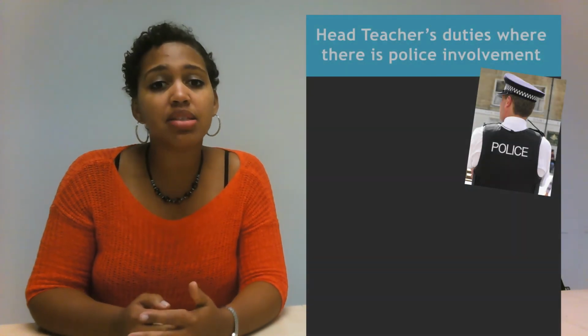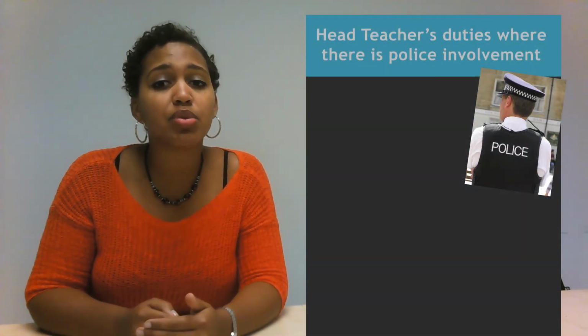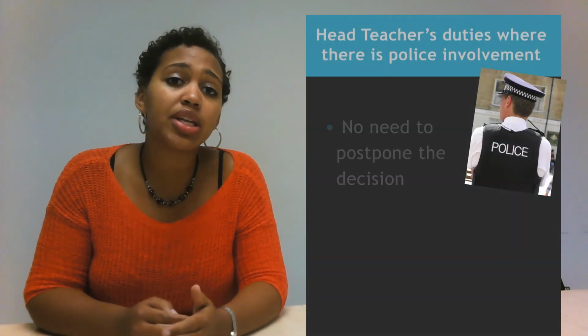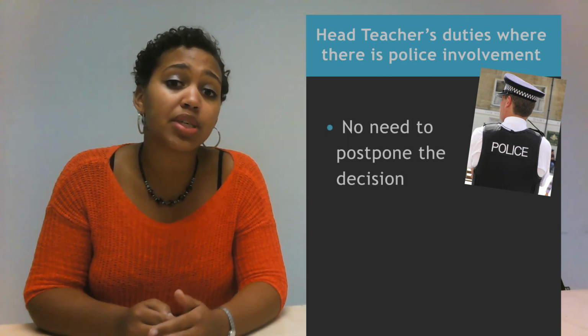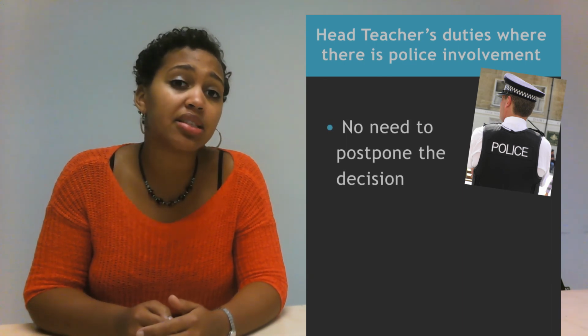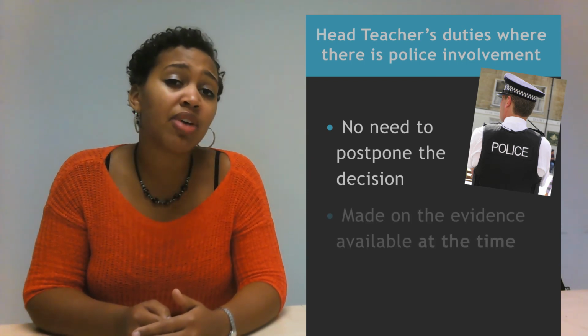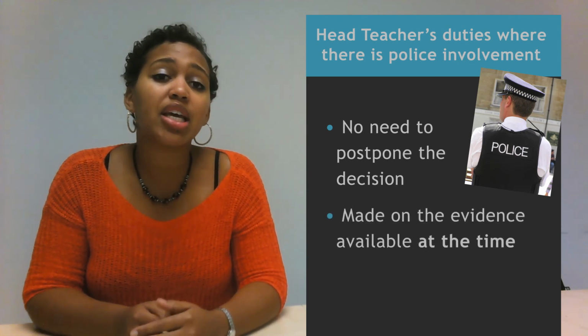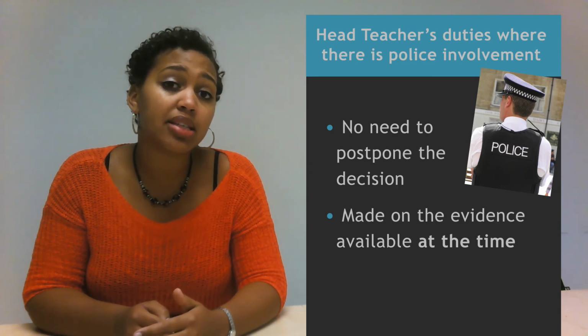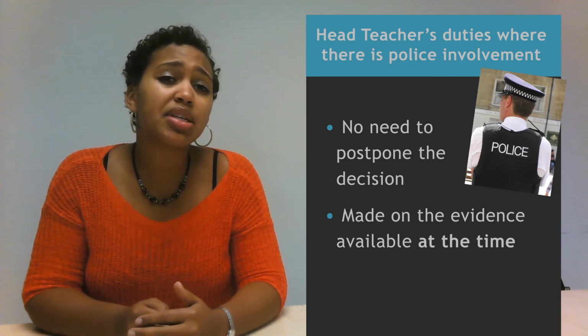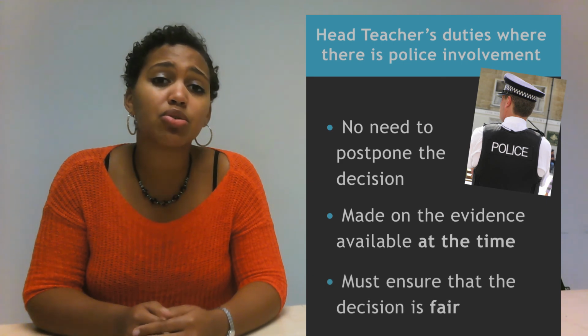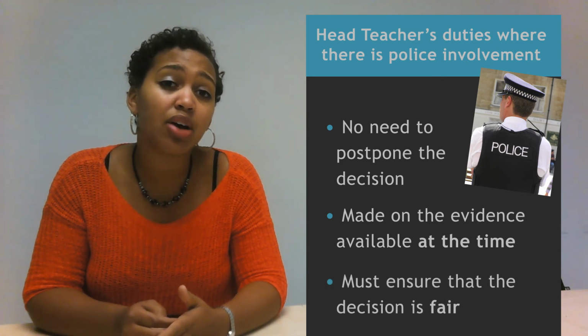Sometimes the behaviour that leads to the exclusion might be of a criminal nature. Where there is police involvement and the possibility of criminal proceedings, the head teacher does not need to postpone taking a decision to exclude just because there is a police investigation underway. The head teacher will need to make a decision on the evidence available at the time, even if it has been limited by the police investigation. They must give particular consideration to make sure that the decision to exclude is fair on the evidence that they have.